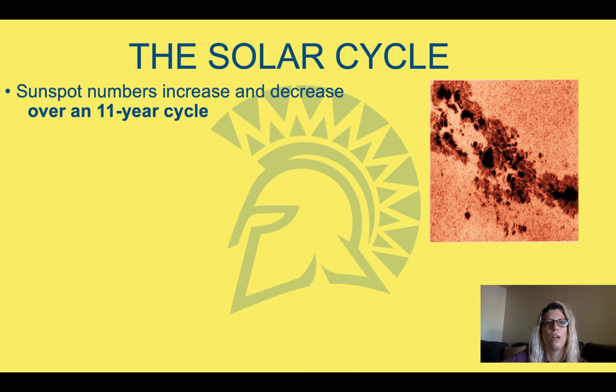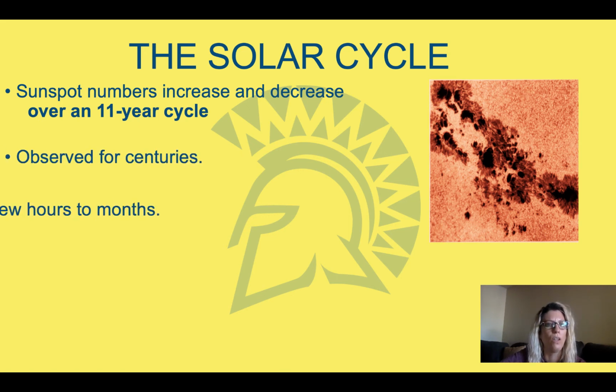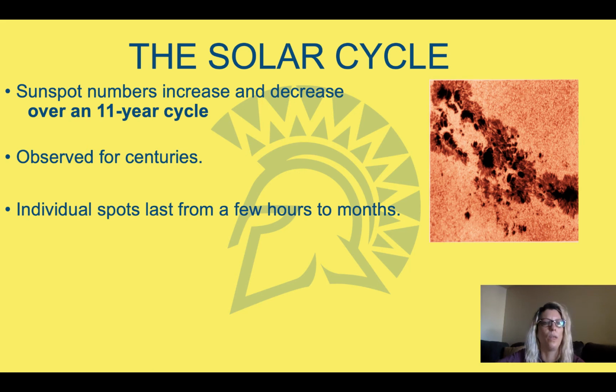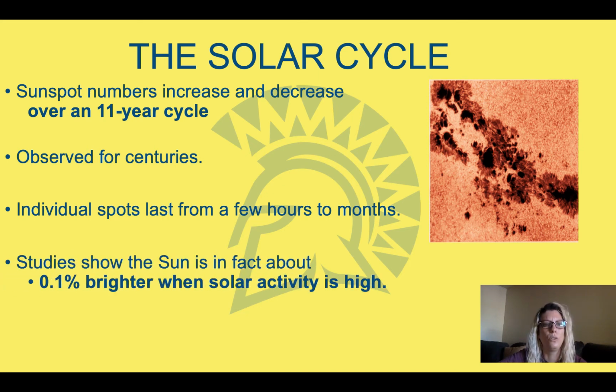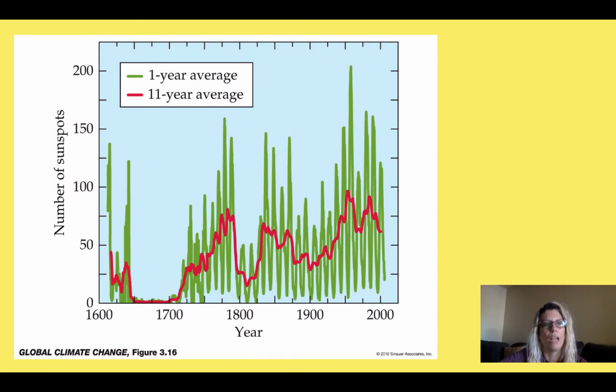Okay, so the sunspots increase and decrease over an 11-year cycle. These have been observed for centuries, so we know them, we can understand them and build them into our models. And individual spots last from a few hours to months. And studies do show that the sun is, in fact, about 0.1% brighter when solar activity is high. 0.1 doesn't sound like a lot, but the sun has a lot of output, so it actually is quite a bit. And then here basically is our 11-year average, with our 1-year averages right here. So you can see how we're seeing that kind of cycle going on.